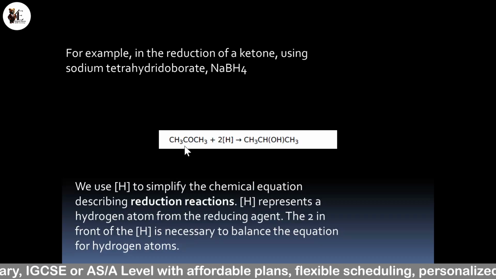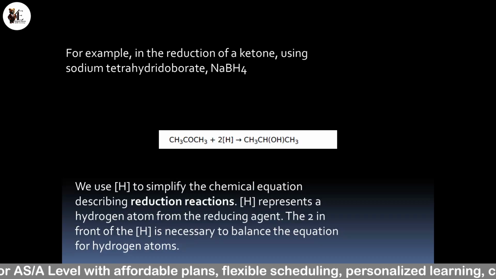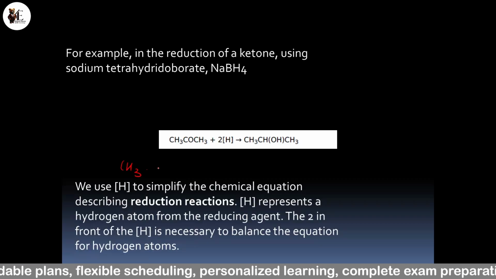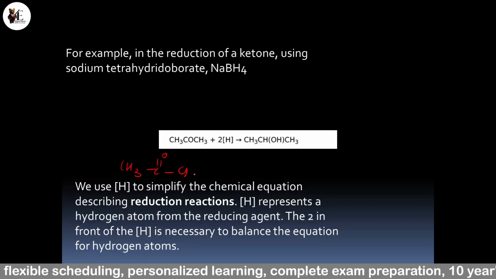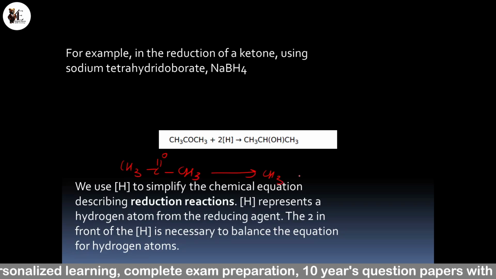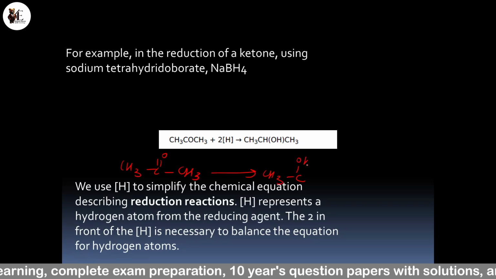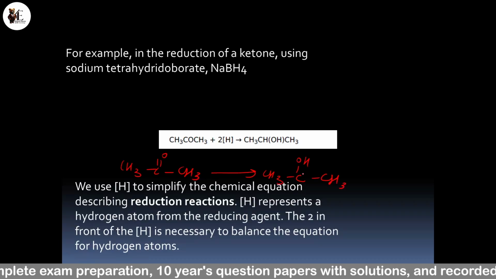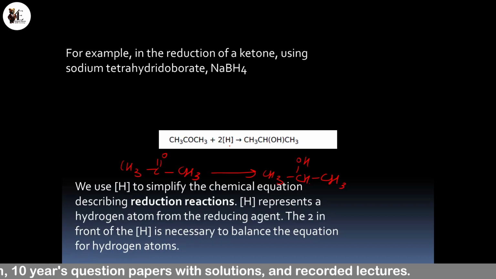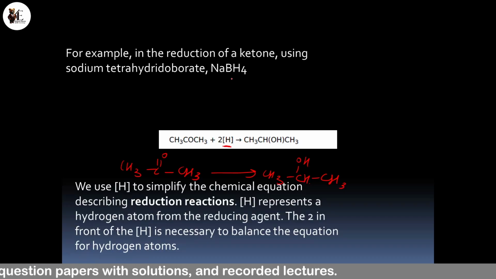So this is my CH3, C double bond O, CH3. That means it is my ketone. So when it is reduced, it gets converted into alcohol. So ketone gets converted to alcohol. So this H comes from the sodium tetrahydroborate, which is NaBH4, which is the reducing agent.